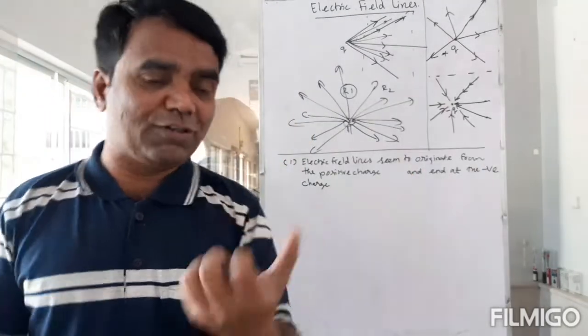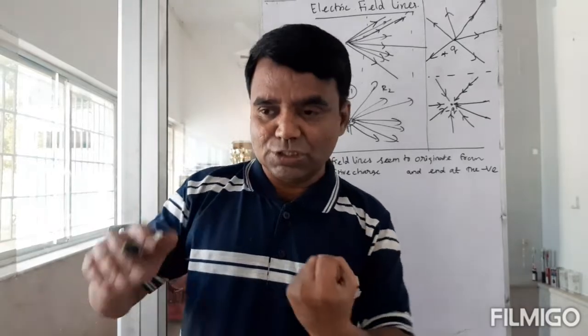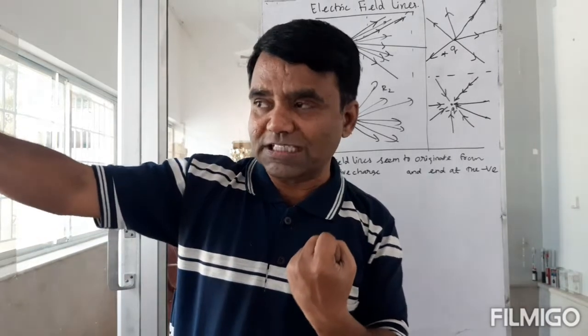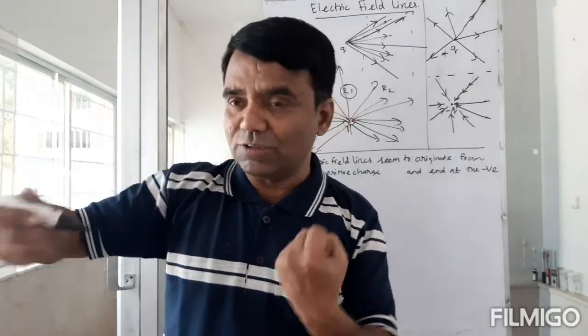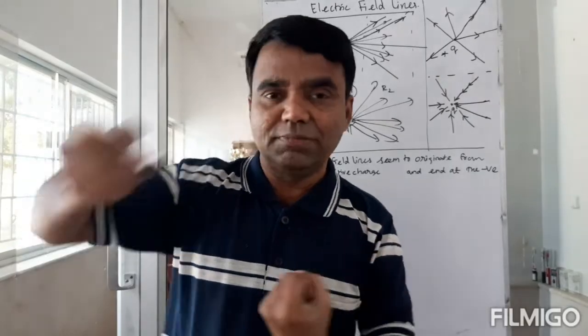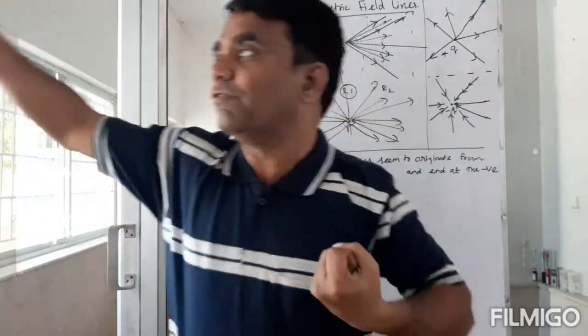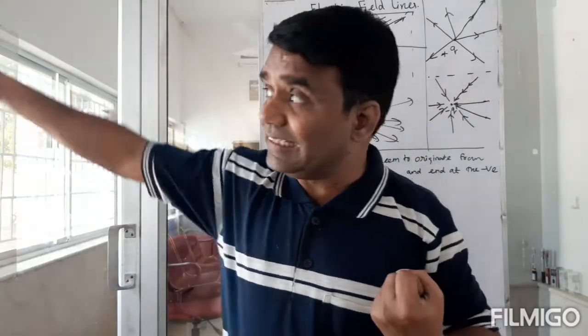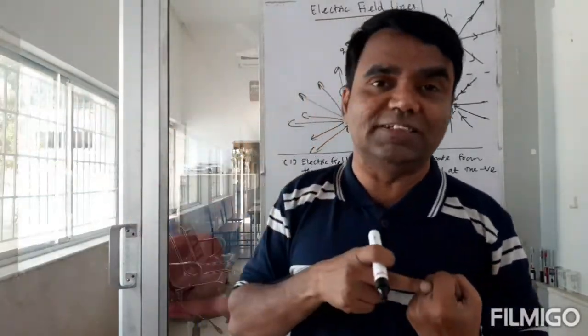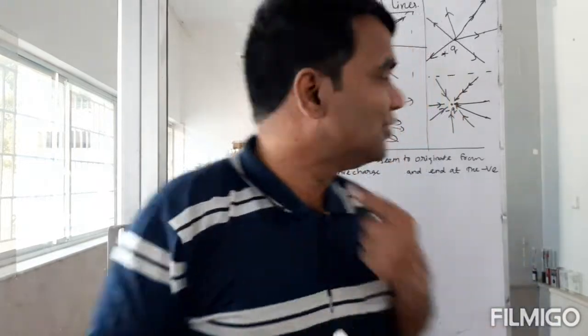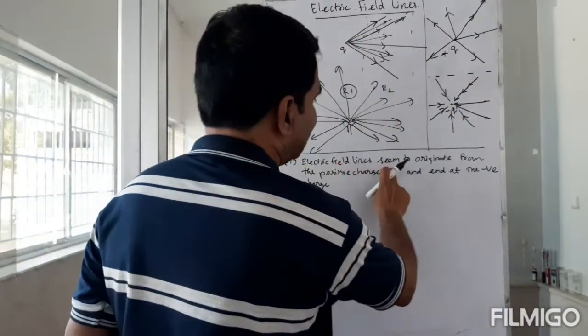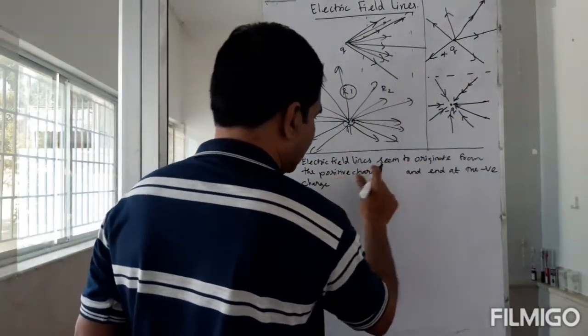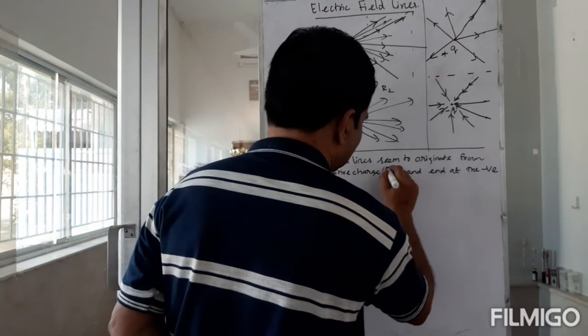Okay? Because you've got only a negative charge here, right? So any unit positive charge you bring here is going to get attracted towards it. You keep it farther, it will get attracted. Keep it even further, it will get attracted. See, the line is coming all the way from infinity. So I can say that the electric field lines seem to originate from the positive charge or infinity.